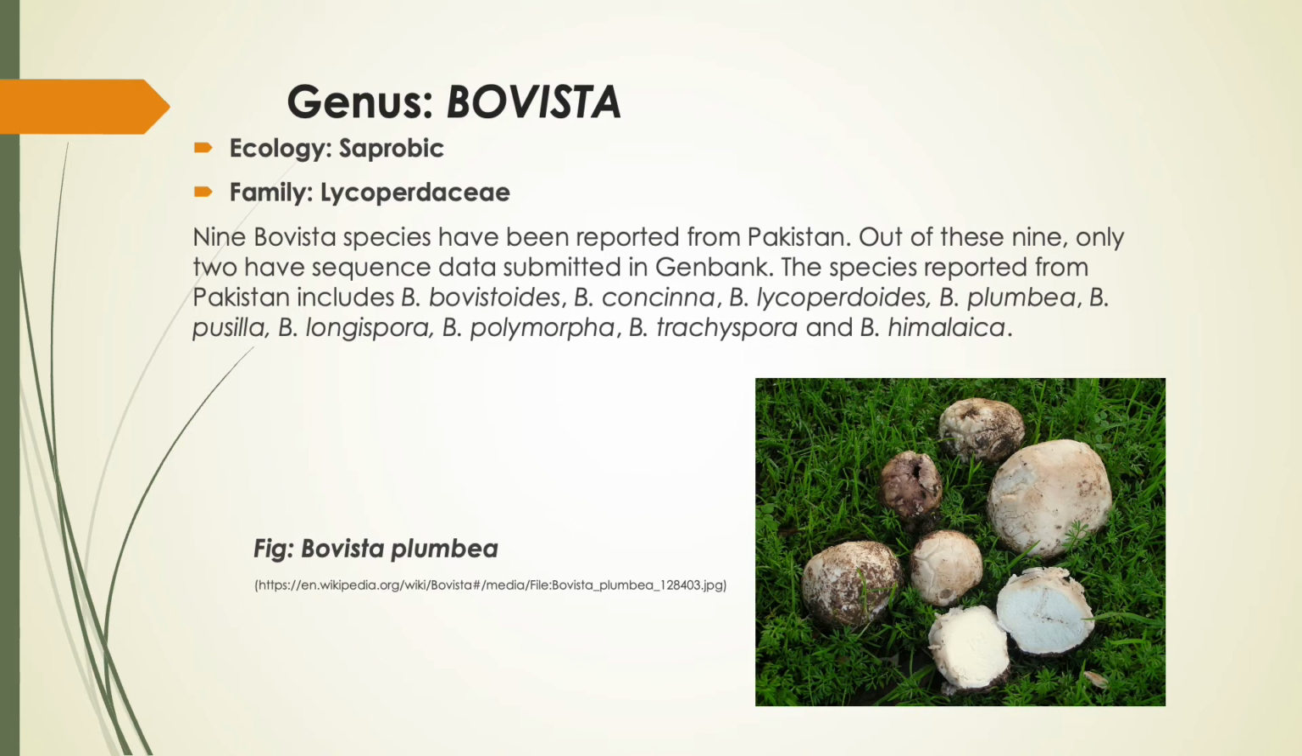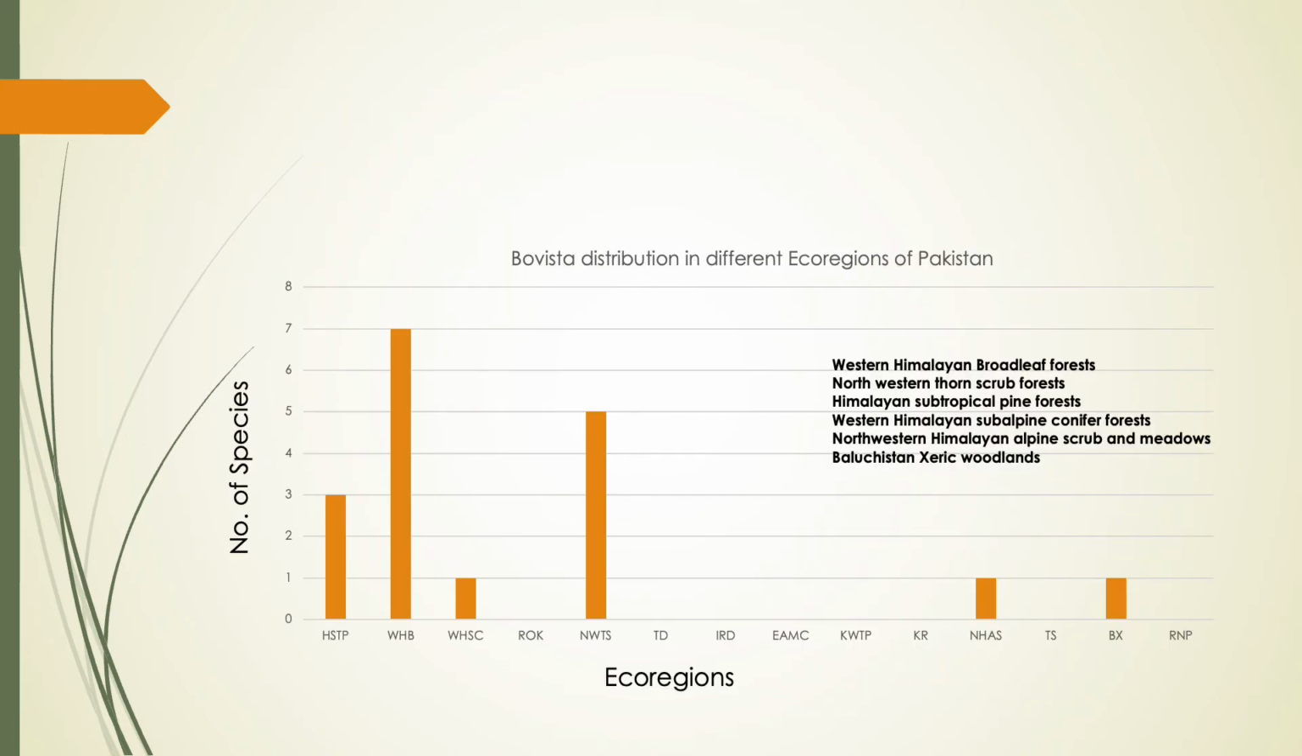Nine Bovista species have been reported from Pakistan. Out of these nine, only two have sequence data submitted in GenBank. Genus Bovista has been collected from the following ecoregions of Pakistan: Western Himalayan broadleaf forest, Northwestern thorn scrub forest, Himalayan subtropical pine forest, Western Himalayan subalpine conifer forest, Northwestern Himalayan alpine scrub and meadows, and Balochistan xeric woodlands.